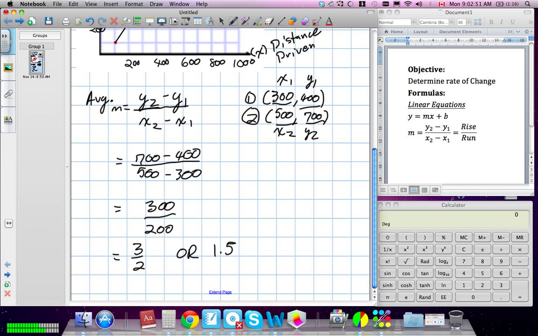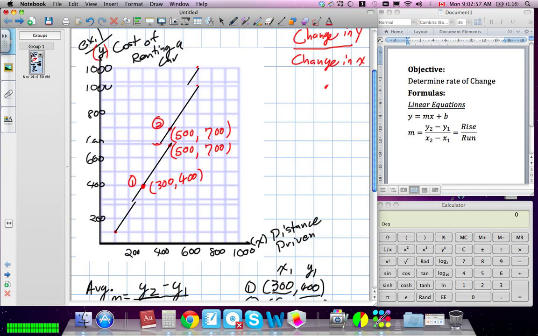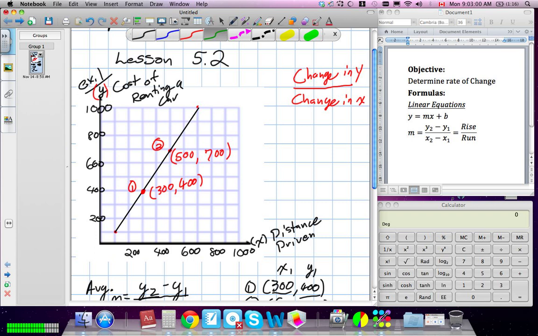So what they're saying, let me go back up to make sense of this, is that for every 200 kilometers driven, it looks like our price goes up $300. It's quite expensive for renting the car. Okay? So a rental costs every 200 kilometers driven. That's how far we've gone across. Our distance was 200 here. Our price goes up $300. So $300 for every 200 kilometers driven. That's really expensive for renting.